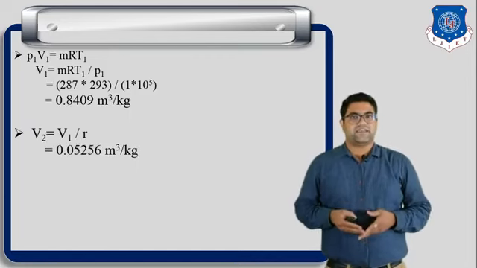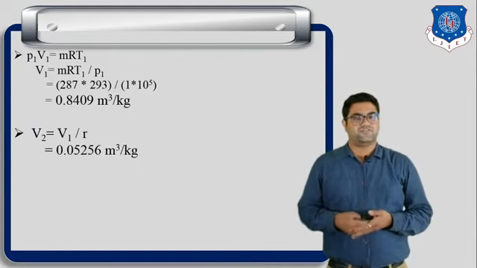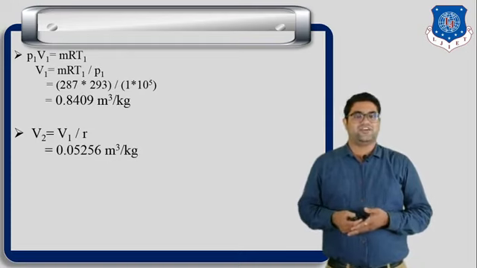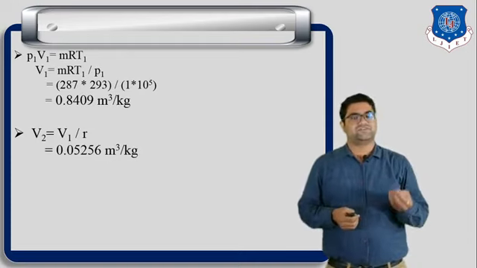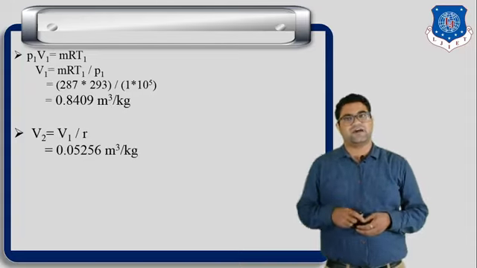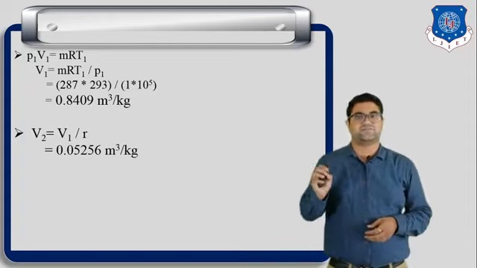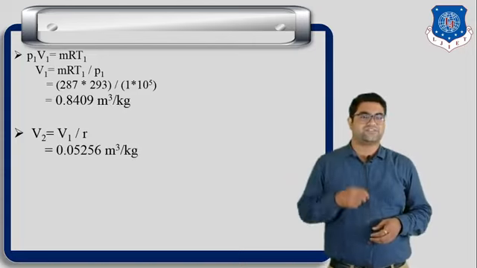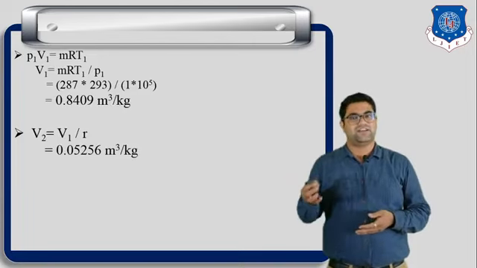Okay, now second we have to find the value of V2. We know the compression ratio small r is equal to V1 by V2. So we get the value of V2 equal to V1 upon r, and we get V2 equal to 0.05256 meter cube per kilogram, that is the value of V2.